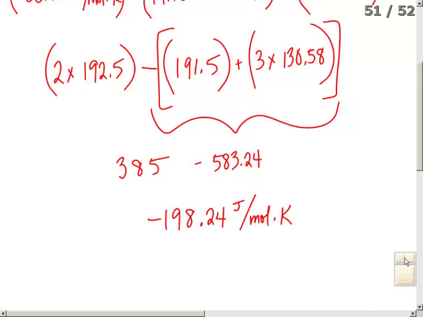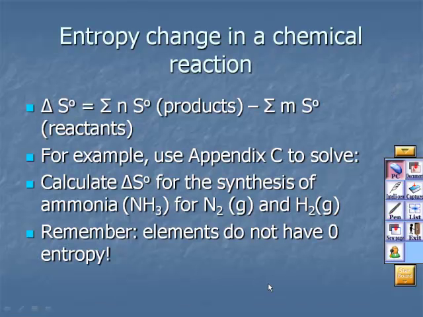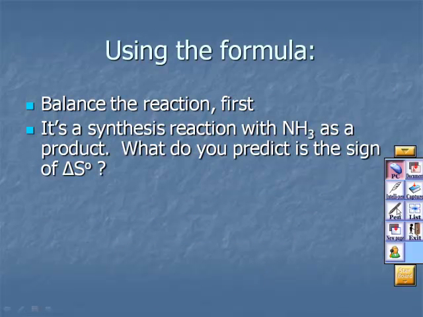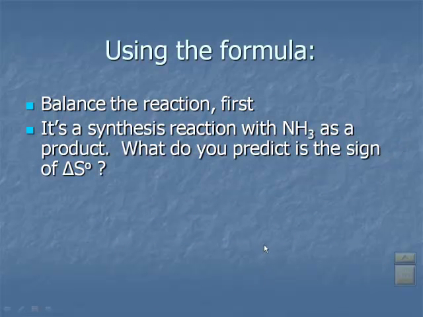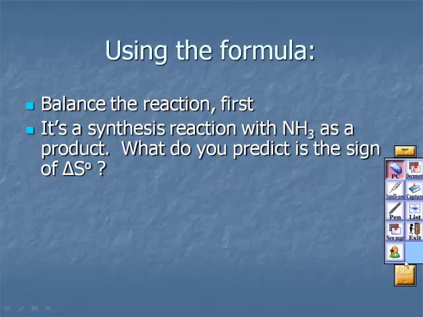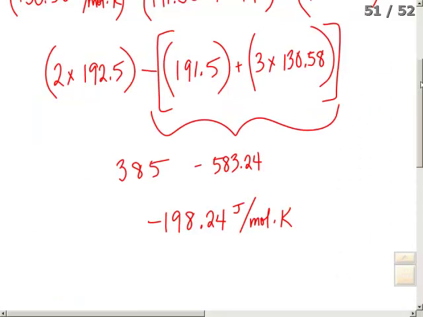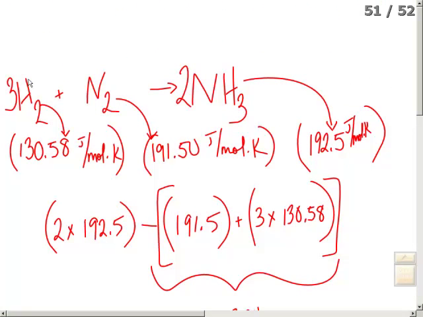Alright, let's see if we did it right. Can't remember the answer. Balance the reaction first. And I forgot, we were supposed to predict the sign before we actually did the math. So think about your reactants. Let me go back to here. Think about your reactants versus your products. Okay, your reactants, you have 4 moles of gas, and then your products you only have 2. You are technically becoming more orderly.